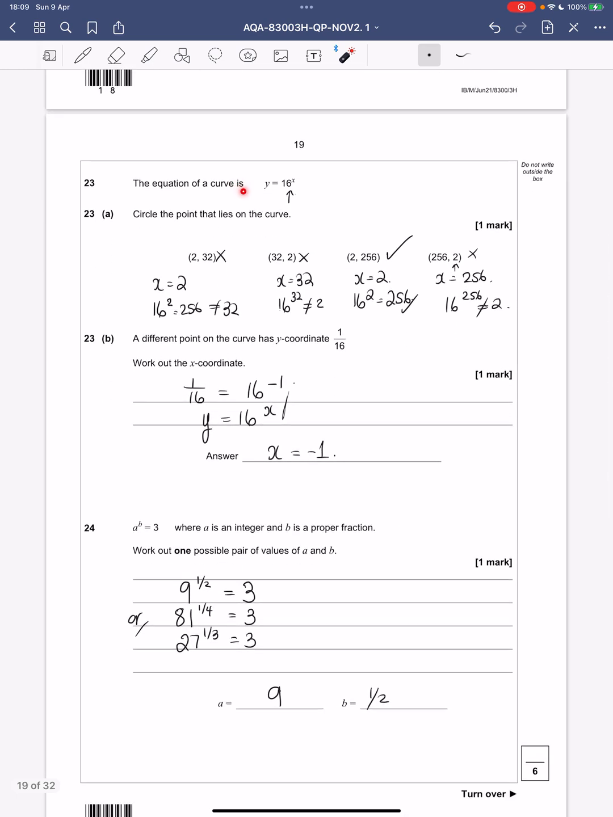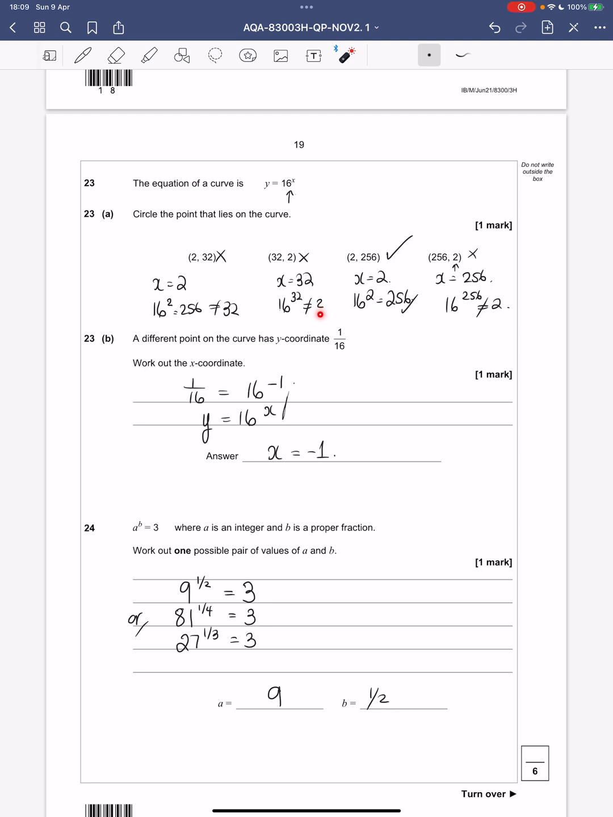23. The equation of a curve is y is 16 to the power x. Circle the point that lies on the curve. So what I did with each of these is, this is x, y for each one. Put the x into there and see if it gives the y. So the first one, is 16 squared equal to 32? No, it's 256.